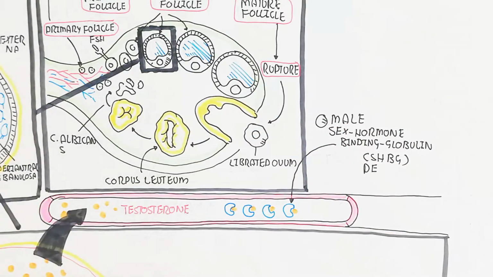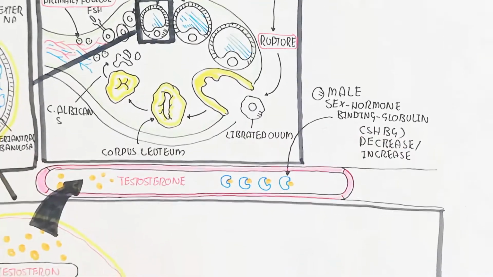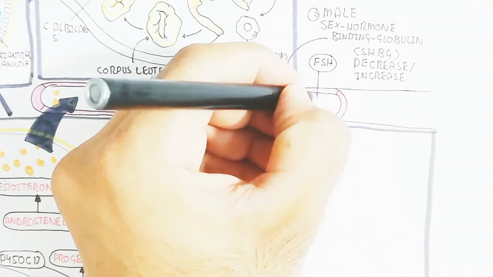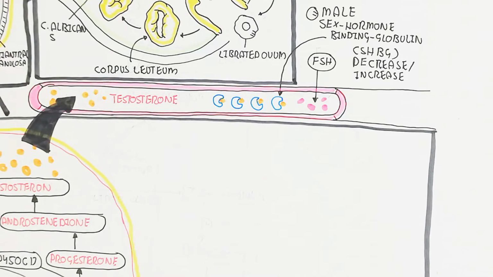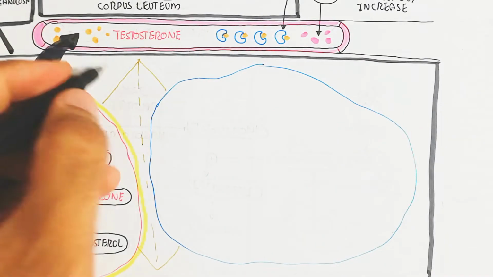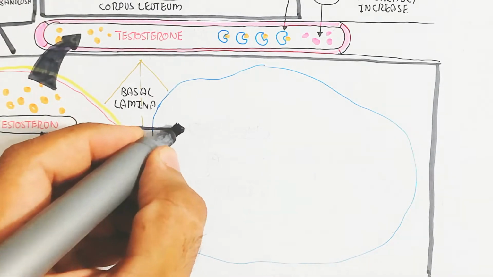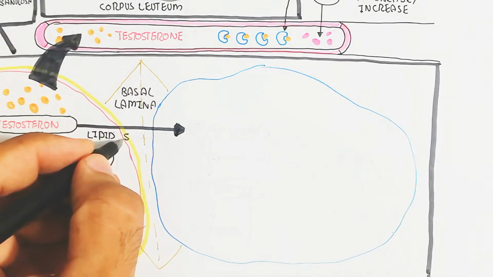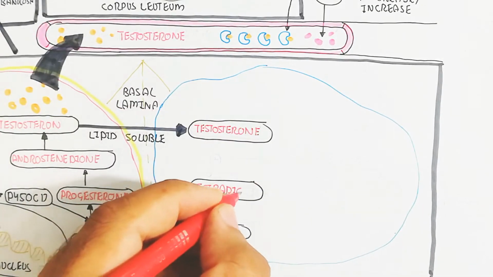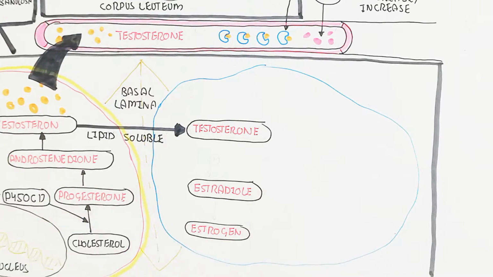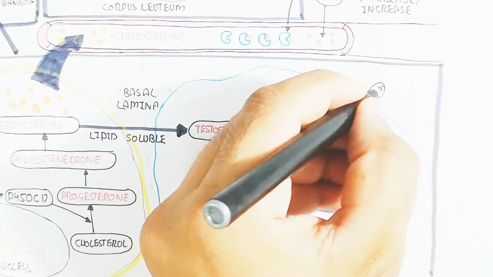While on the other hand, the testosterone will not work too much in females, so it should be converted into estrogen in the granulosa cell. The testosterone is a lipid soluble steroid, and here is the basal lamina between the thecal cell layers and the granulosa cell layers. This lipid soluble testosterone will enter into the granulosa cell, and after this the estradiol conversion occurs due to the aromatase activity.